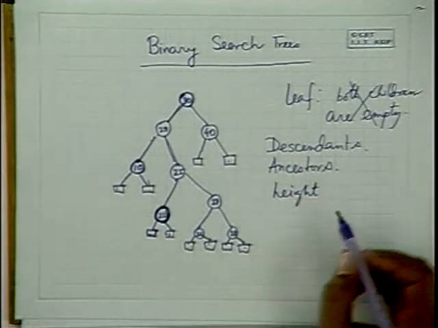Basically, the height of a tree is first you take the maximum depth of a leaf in the tree. What is the depth of a leaf? The number of edges you have to traverse to come to that leaf from the root. And the maximum depth will be nothing but equal to the height of the tree. Height and depth.